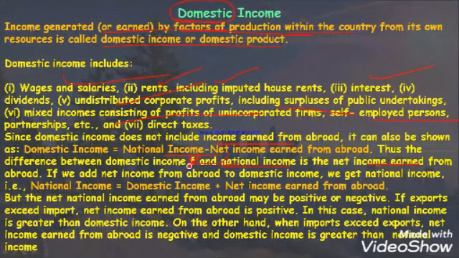So if I reverse the formula, domestic income plus net income earned from abroad is equal to national income. But the net income earned from abroad may be positive or negative. Why can it be positive or negative? Because if exports are in surplus, then it will be positive, and if imports are more than exports, it will be negative. I hope you got the point. That's what I explained to you in the video.